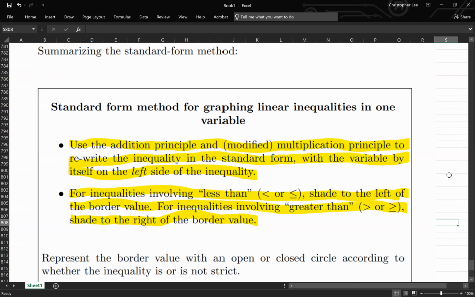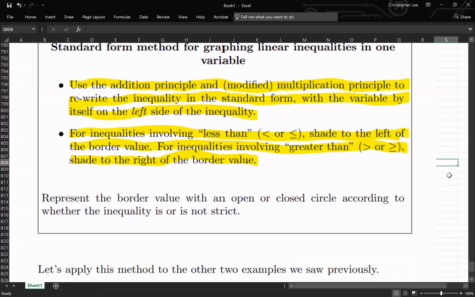So summarizing the standard form method for graphing linear inequalities in one variable. You can use the addition principle and multiplication principle to rewrite the inequality in standard form with the variable by itself on the left side of the inequality. For inequalities involving less than or less than or equal to, shade to the left of the border value. For inequalities involving greater than or greater than or equal to, shade to the right of the border value.